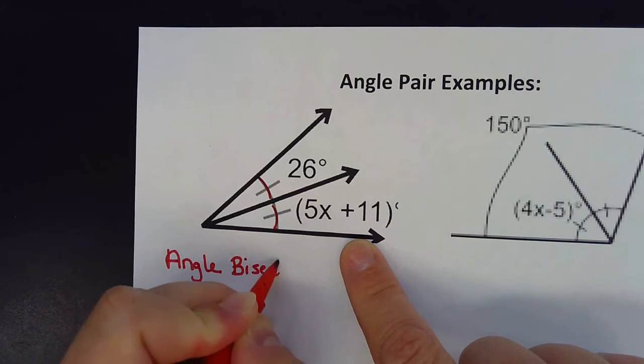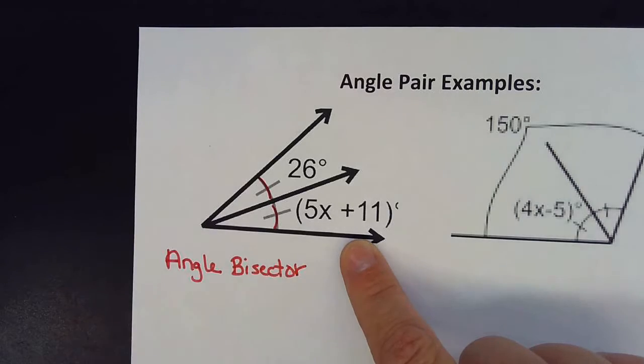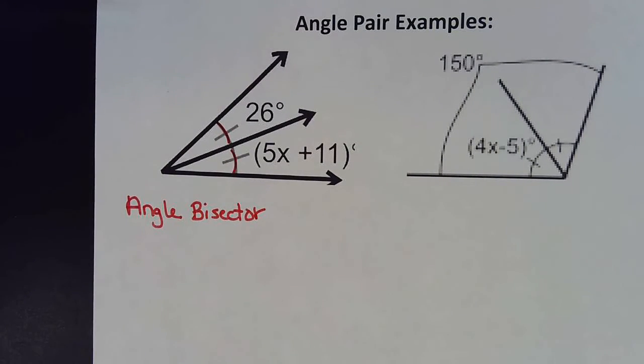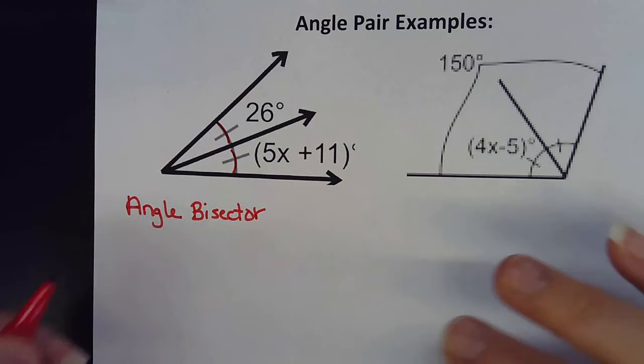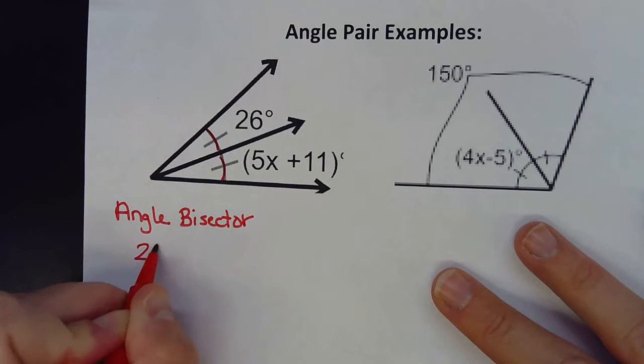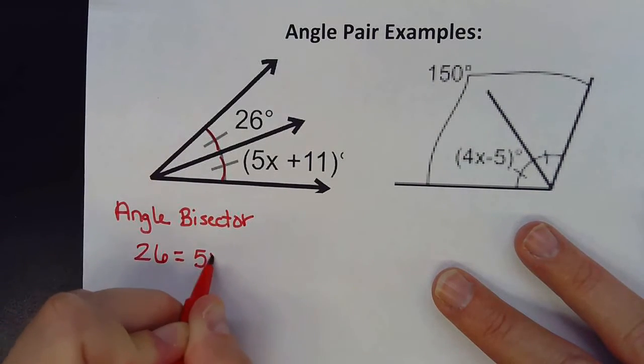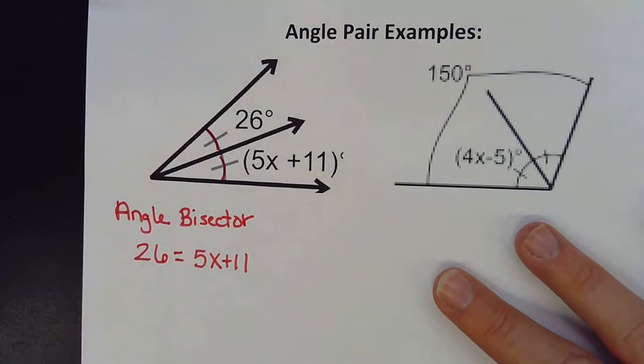And you are going to have to name these angle pairs as well, so we may as well get used to it. If this is an angle bisector and say we want to solve for x, how would we solve for x? On this one, what would we do? Go ahead, Sam. Set 26 and 5x plus 11 equal to each other. Take 26, set it equal to 5x plus 11.